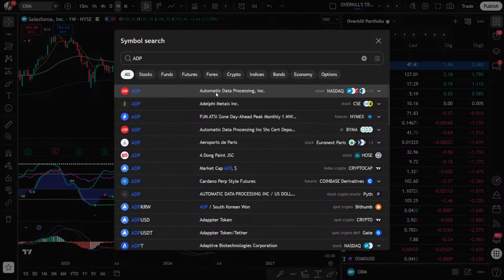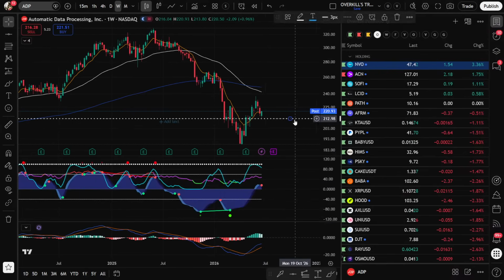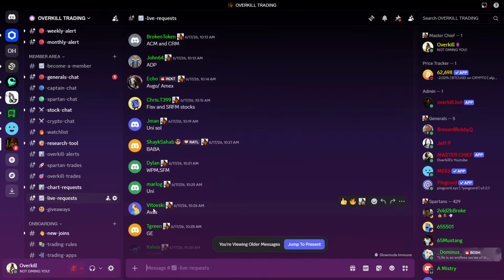ADP. ADP, again, that one got the red dot stop loss at 210. 210 is a stop loss. Anytime you get a red dot, you want to set a stop loss at the previous low. That's at like 212. Put it at like 210. And if it hits, you sell it.